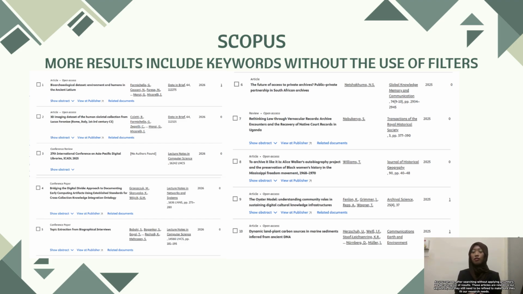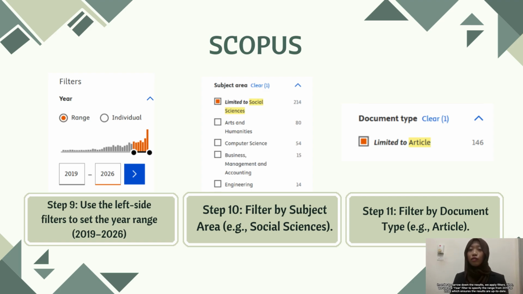These articles are related to our keywords, but they still need to be refined to make sure they fit our research needs. In order to narrow down the results, we apply filters. First, we use the year filter to specify the range from 2019 to 2026, which ensures the results are up to date. Next, we filter by subject area. For our research, we choose the social science category, as this aligns with our topic. This step helps to ensure that the articles are relevant to our field of study. Then we filter by document type.